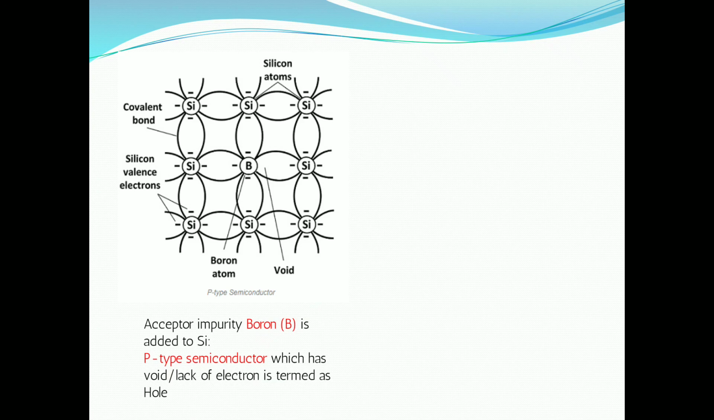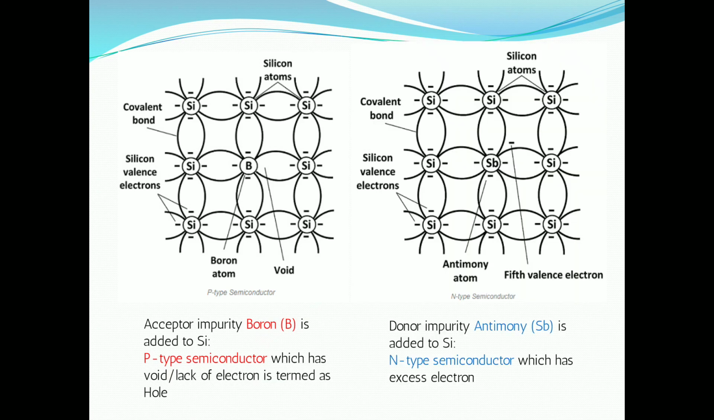Similarly, if we add boron, which is an acceptor impurity, there is a lack of an electron, so it is going to accept 1 electron. Therefore, this is an acceptor impurity, boron.